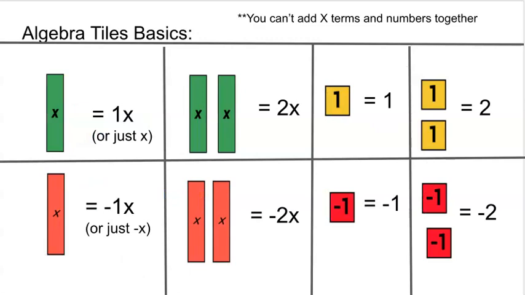Review of algebra tiles. So remember, you can't add x terms and numbers together. You're only allowed to add together anything that has an x or anything that's a number separately. So here are some common representations of algebra tiles. A green rectangle would just be 1x or x. A red rectangle would be a negative x. And then you have your squares, which stand for the numbers. So a yellow would be a positive 1 and a red would be a negative 1.